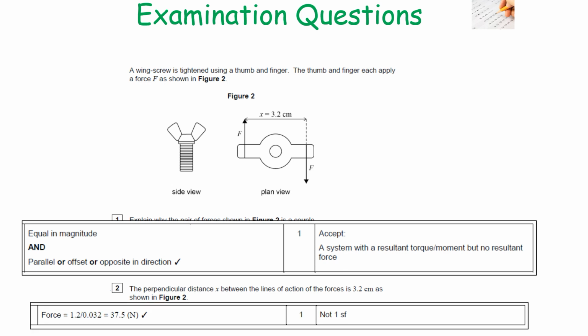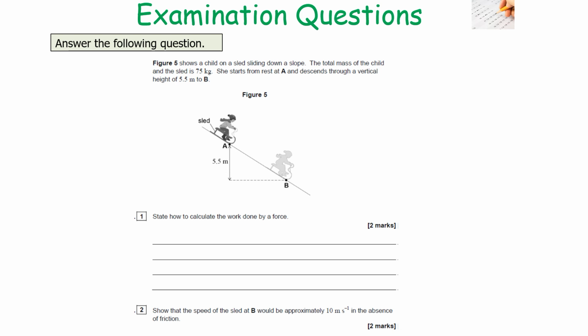Then what's the value of F going to be? Well, how do we work out the force? We know that moment is going to be force times distance. So our force is going to be the moment divided by the distance between the two forces. Now again, what's our distance? 3.2 centimeters. Convert that into meters, so it's 0.032, to get our answer to be 37.5 newtons. Let's have a look at the next question.